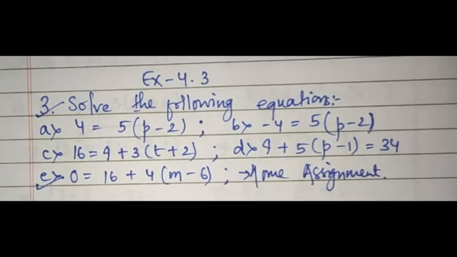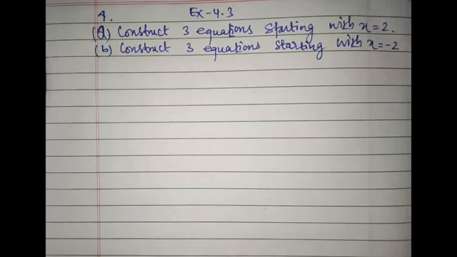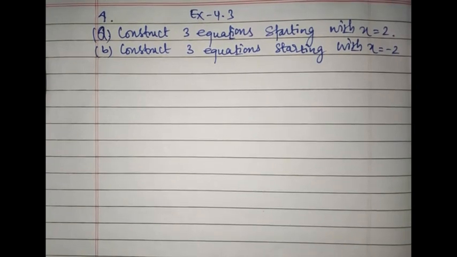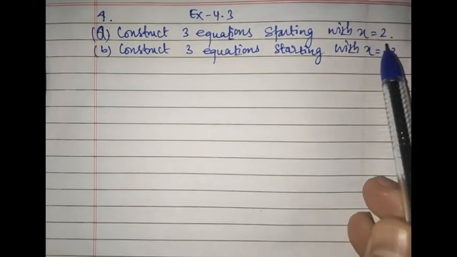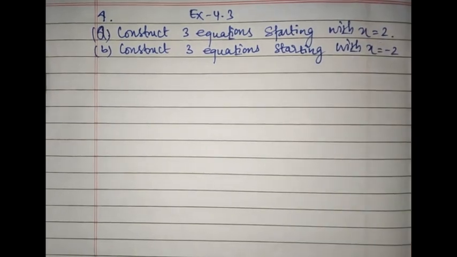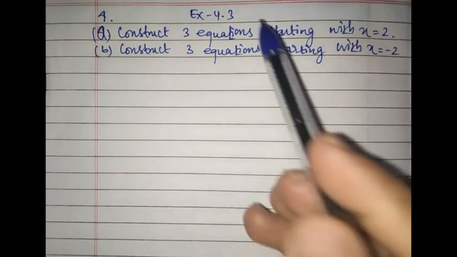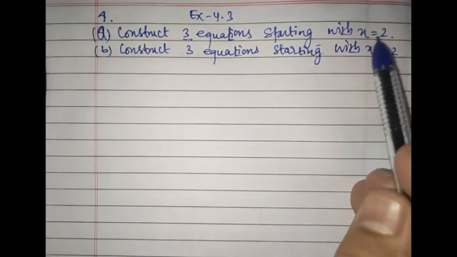Okay, so student, after the completion of question number 3, we are proceeding forward to question number 4 of exercise 4.3. There are two questions, number A and B. Question number A states: construct 3 equations starting with x is equal to 2. Construct means you have to make 3 equations. Okay, 3 equations starting with x is equal to 2.